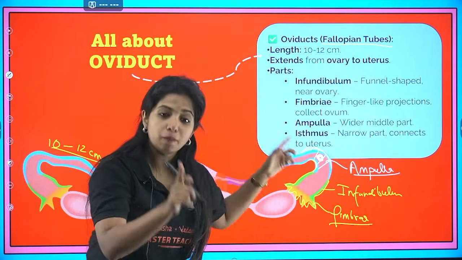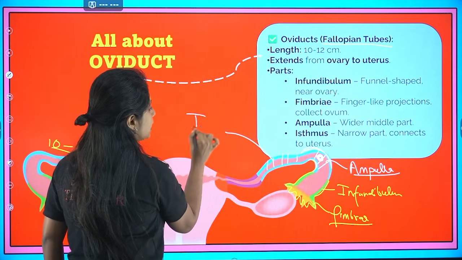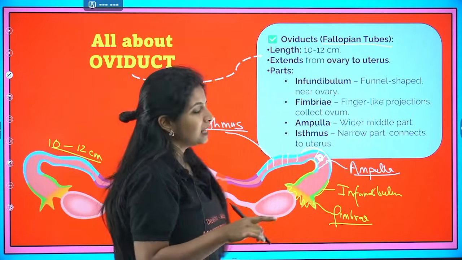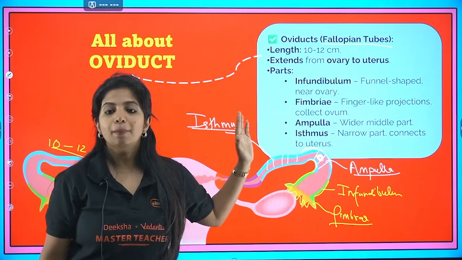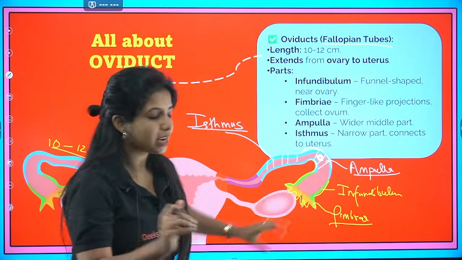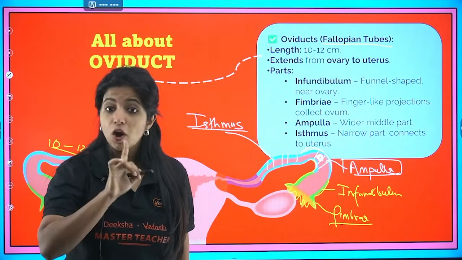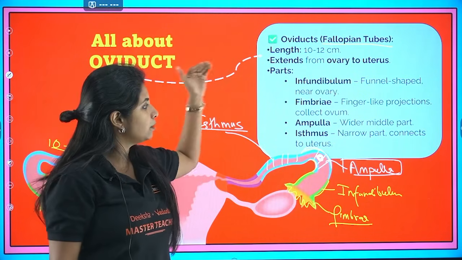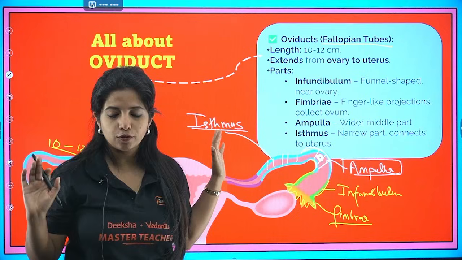Now the next portion is a bit narrow, and you call this the isthmus. In the previous NCERTs that we had long before, it was said that fertilization happens in the ampullary-isthmic region, but now they have changed it to the ampullary region only. So you need to understand that fertilization happens in the ampullary region, not in the isthmic region, and not in the infundibulum either. So infundibulum, fimbriae, ampulla, the broad region, and isthmus, the narrow region. I hope that is also clear.